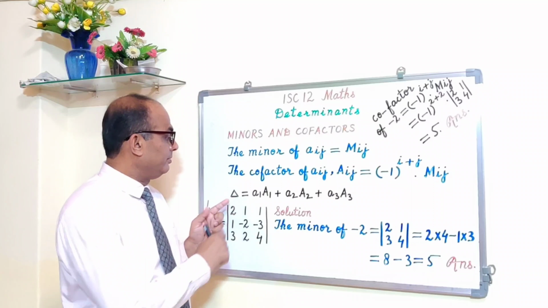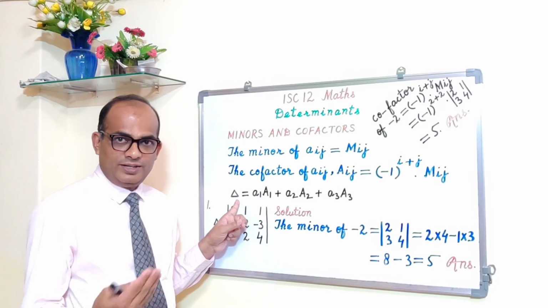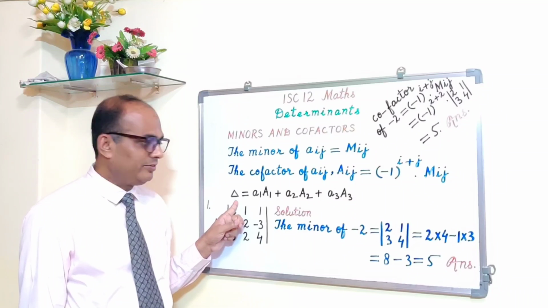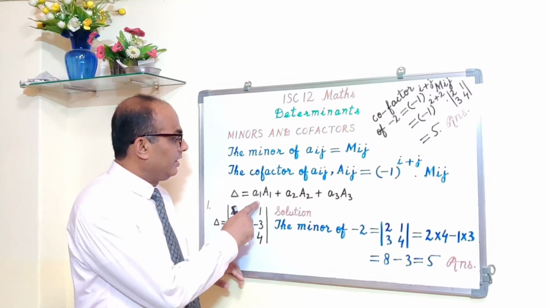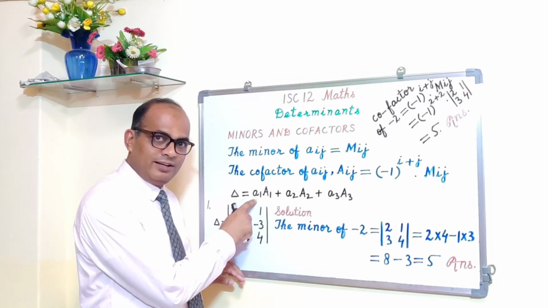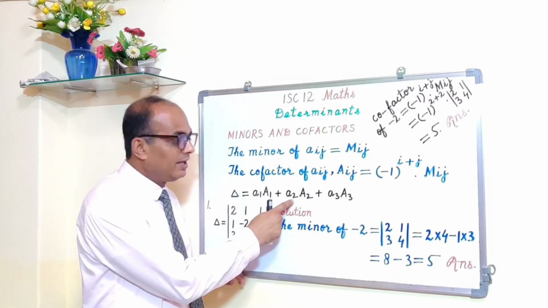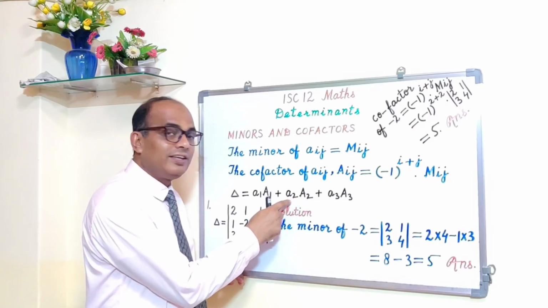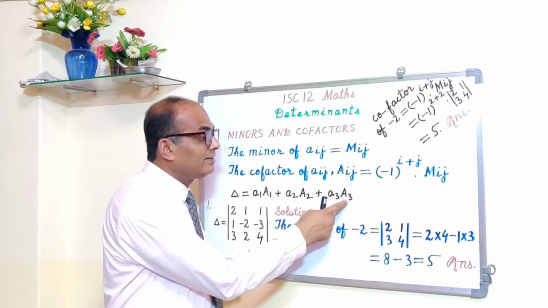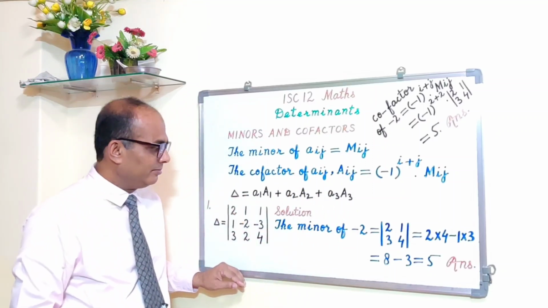Now this also, please remember, is important: delta, the value of the determinant. When we evaluate the determinant, delta is equal to A1 into capital A1, where A1 is the element and capital A1 is the cofactor of A1, plus A2 the element into capital A2, the cofactor of A2, plus A3 the element into cofactor of A3, which is capital A3. We will be using this to evaluate the determinant.